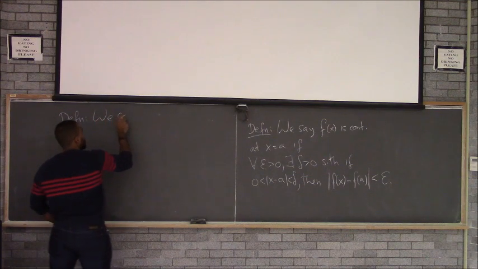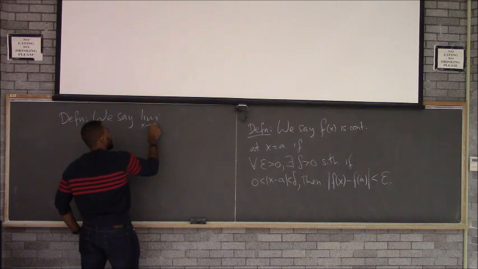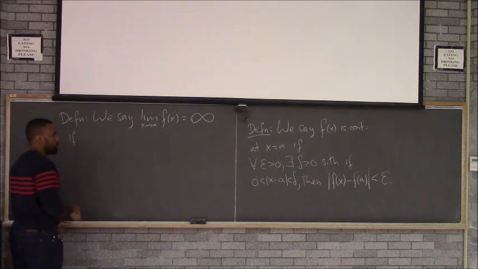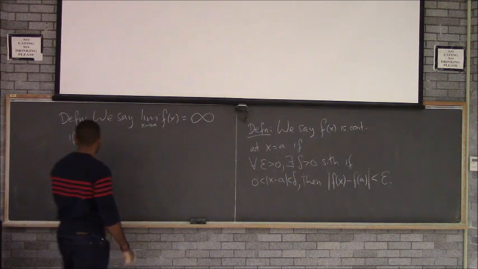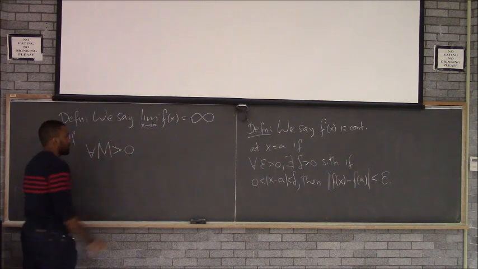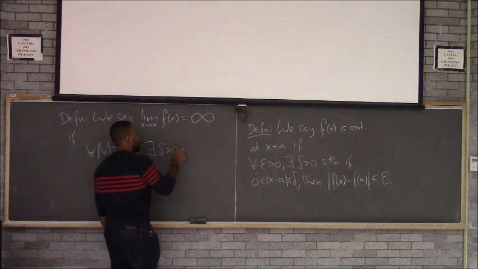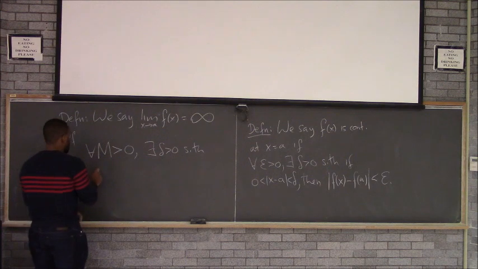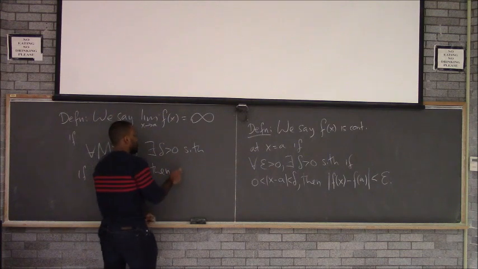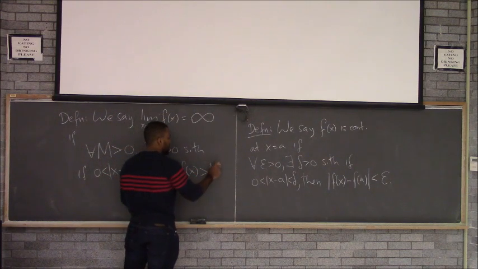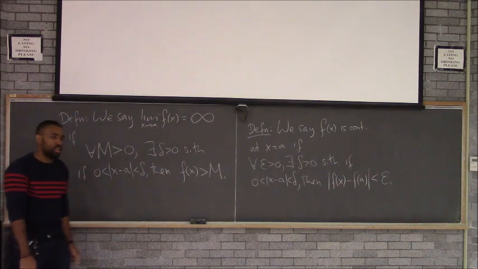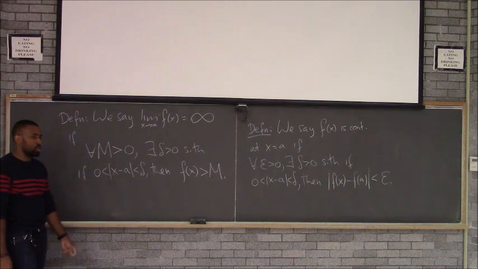You say, limit as x approaches a of f of x is infinity if, now epsilon is usually thought of as a very small number, so sometimes they write a different number, for all big M greater than 0 there exists a delta greater than 0 such that if your x gets close to a by that delta, then your f of x will be larger than big M. Meaning no matter what number someone tells you, eventually your y values will be larger than that number by taking your x values closer and closer to a.